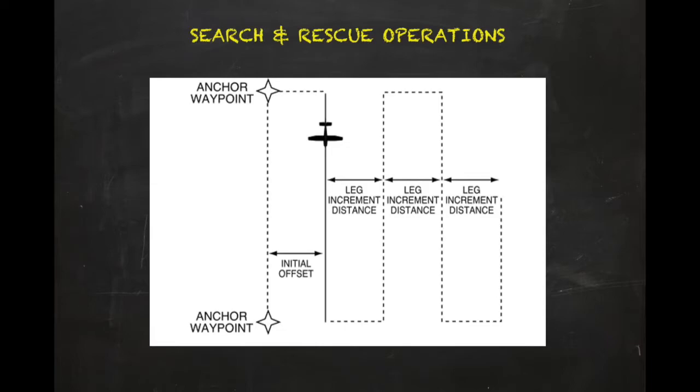The search and rescue function provides guidance for SAR operations by navigating the aircraft in a ladder pattern as shown here. This is done through the use of just two waypoints called anchor waypoints that establish a reference line from which an initial offset is specified for the first leg. Subsequent legs are then computed using a specified increment distance. Because this is a highly specialized function, we will not cover it in detail here. To learn more about the SAR option, consult the GNC 300XL Pilot Guide.